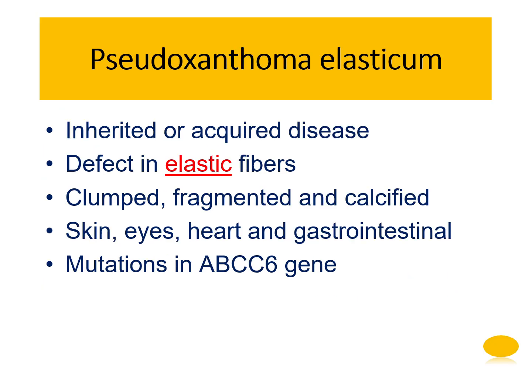So next entity, also a connective tissue disorder, involves a defect in elastic fibers, and it's pseudoxanthoma elasticum. It could be inherited or acquired. Now, pseudoxanthoma because the lesions are yellowish, so they look like xanthomas, and elasticum because it's the elastic fibers that are affected. And the elastic fibers are clumped, fragmented, and calcified. And wherever you have elastic fibers, most of these will be affected. So in the skin, in the eyes, in the heart, gastrointestinal tract, so on. And they have mutations in the ABCC6 gene.